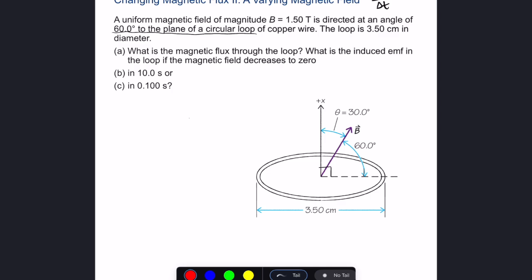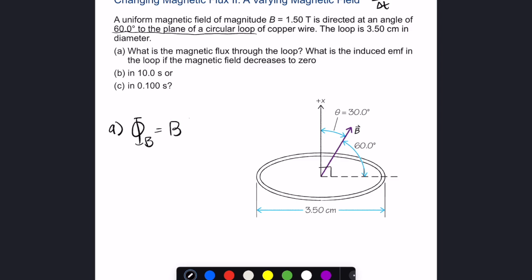And then we're given the diameter of the loop. And the question is, what's the magnetic flux? All right, so what's the magnetic flux? That's simply asking you for what is BA cosine theta, right? Second aspect of part B, what is the induced EMF if the magnetic field starts to decrease from 1.5 Tesla to 0? Okay, so that's going to be asking you what is EMF. So let's answer part A. The first part of part A is what is the flux?